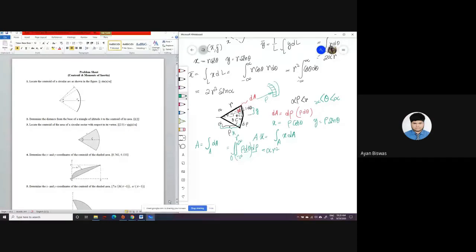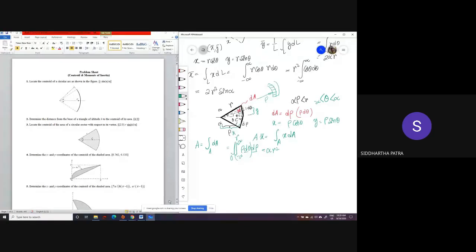Pi r squared, being the total area of the circle. So similarly, we can use it for x as well. The only thing is I should be substituting rho cos theta over here.